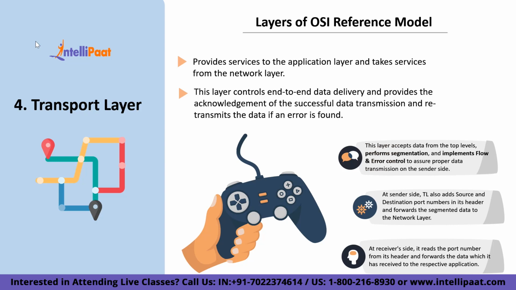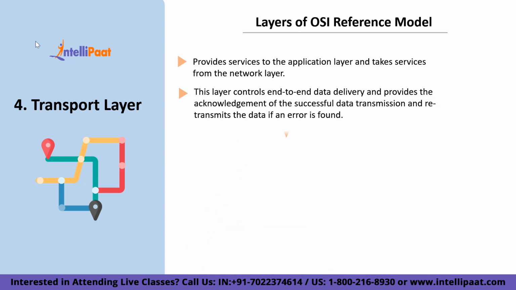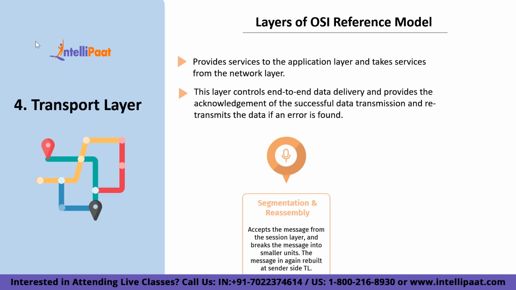Now, coming back to the receiver side, the transport layer reads the port number from its header and forwards the data which it has received to the respective application. It also performs sequencing and reassembling of the segmented data. So the basic functions of this transport layer are segmentation and reassembly and service point addressing.